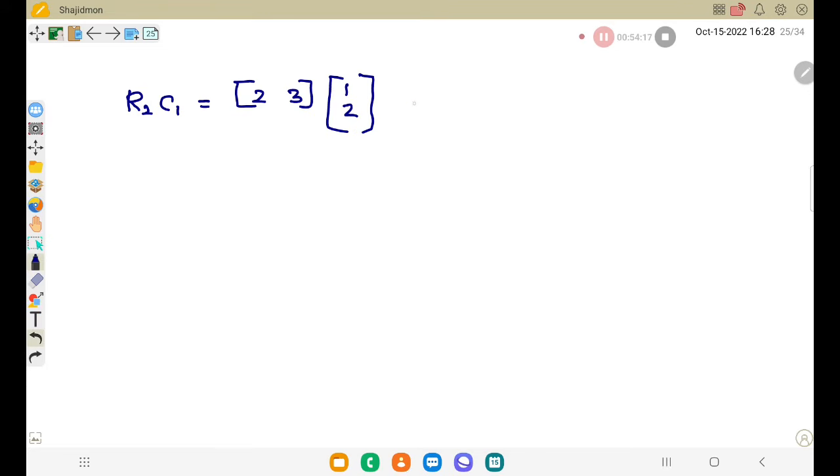Correct? So first number, 2 multiply 1. Second number, 3 multiply 2. That means 6 plus 2, 8.